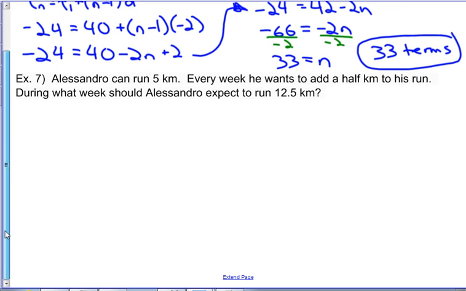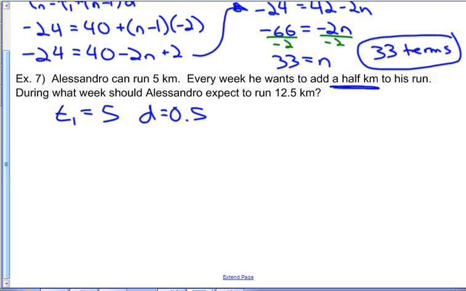One last one, a fairly straightforward application. Alessandro can run 5 kilometers. Every week he wants to add a half kilometer to his run. During what week should Alessandro expect to run 12.5 kilometers? So right now, he can run 5. Every week, we're adding a half kilometer. That's the common difference. And there's some week where he expects to run 12.5 kilometers.